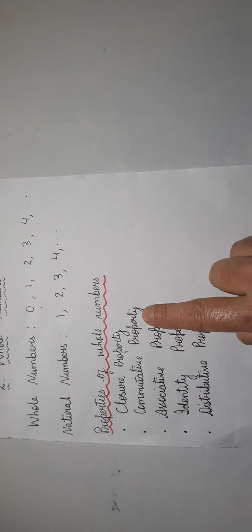Properties of whole numbers. Closure property, commutative property, associative property, identity property, distributive property. Closure property. Closure property of addition. The whole numbers are closed under addition.